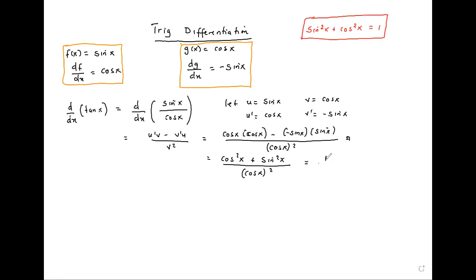So here we have 1 on top and cos squared x below. This can be written as 1 over cos, squared, because 1 squared is 1 and cos squared is cos squared. 1 over cos is sec. So we get sec squared x. This means that when h of x is tan x, the derivative of h with respect to x is sec squared x.